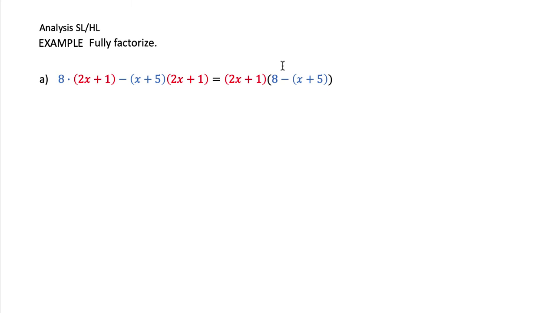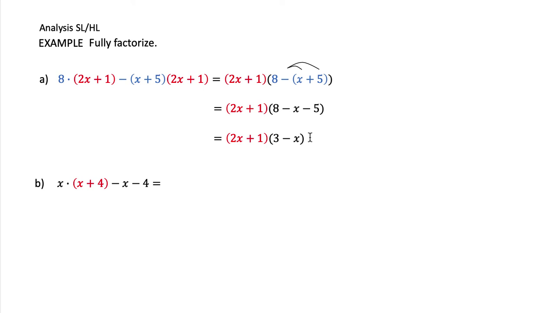Then you can open the brackets in here. So the minus in front of the brackets is the same thing as multiplying both of the terms inside the brackets by minus 1. So minus 1 times x is minus x, and minus 1 times 5 is negative 5. And then 8 minus 5 makes 3, so you'd have 3 minus x inside the brackets. And now we factorized this. We've expressed it as a product of two factors.